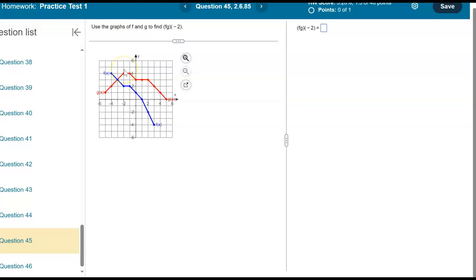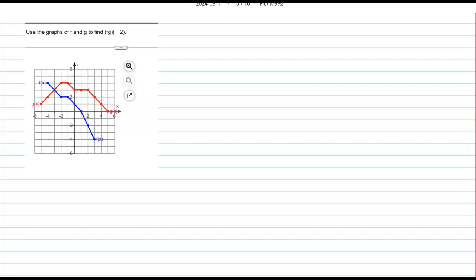Now lastly, let's consider this example here. Use the graphs of f and g to find f times g of negative 2. Now f times g of negative 2 means f of negative 2 times g of negative 2. That's different from composition. That's a product. So you're just multiplying their y values.